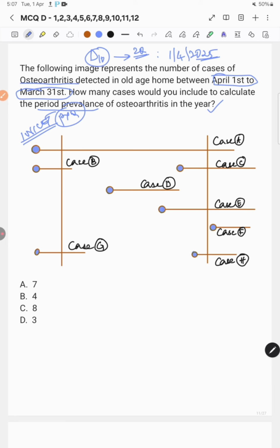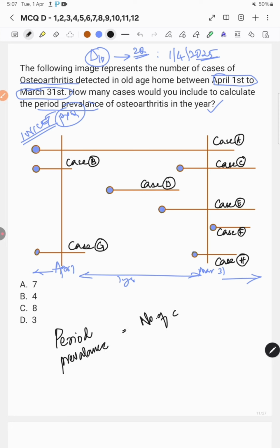So coming into the concept per se, this is the model. Suppose this is April 1st, then this is March 31st. So this indicates 1 year. Got the concept? This is after March 31st, and this is before April 1st. So what is meant by period prevalence? Now that is important, right? What is period prevalence? Period prevalence is the number of cases in the old plus current and new. Okay, these are all the things taken into account for period prevalence.